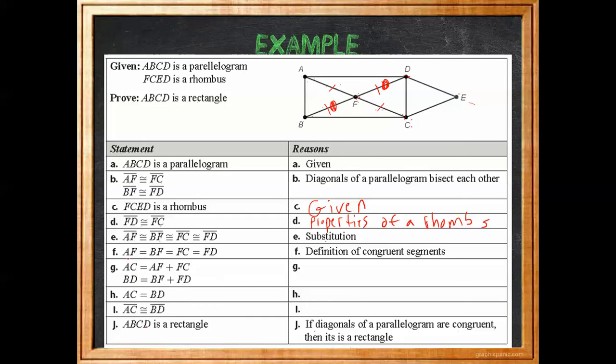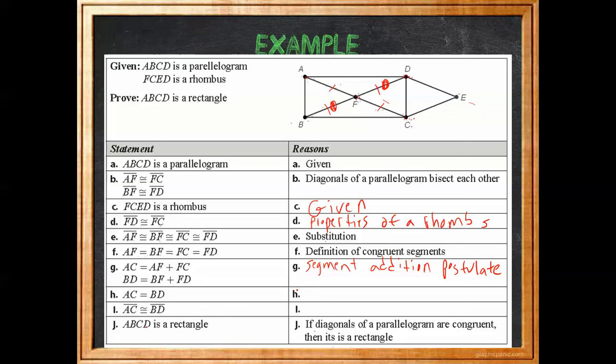So if AF equals BF equals FC equals FD, then we know that AC, right, this big line, is equal to AF plus FC. And we know that BD is equal to BF plus FD, okay? And that's our segment addition postulate. Okay, so now we can say that AC does equal BD.